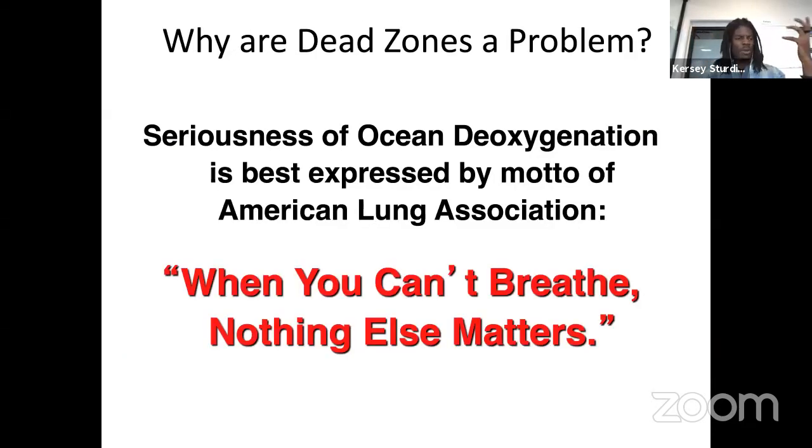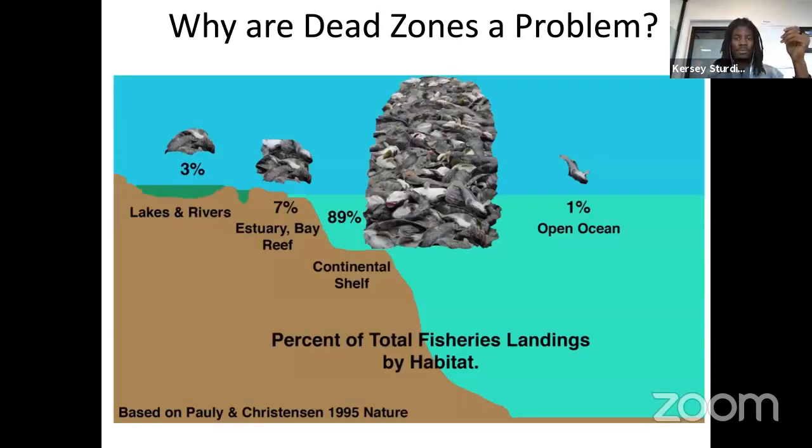So why are these areas important? And why is the formation and the prevalence of these areas an issue? I think, to echo the sentiment of the American Lung Association, they say it best: when you can't breathe, nothing else matters. It's that serious. Oxygen is essential for all animals, even those in the ocean. And when it's reduced or removed, it can have catastrophic consequences for the ocean environment and ocean productivity.